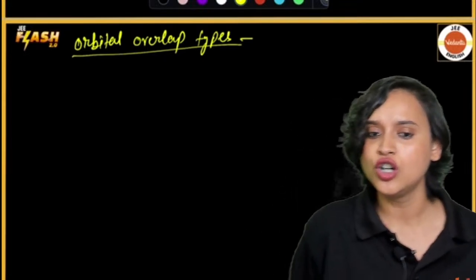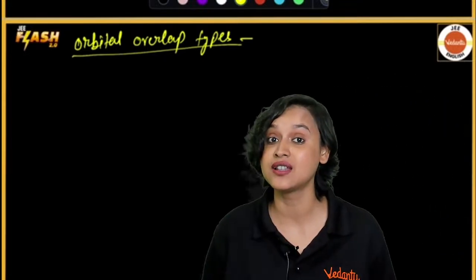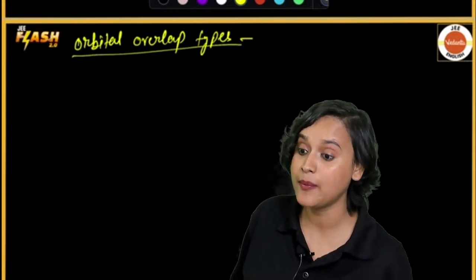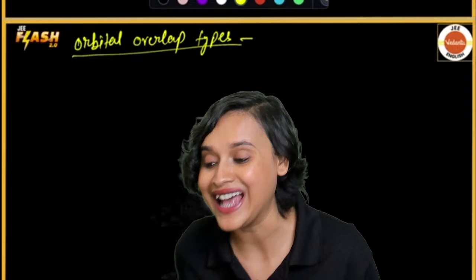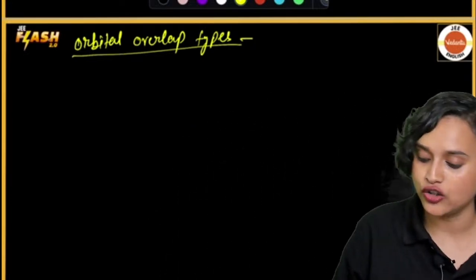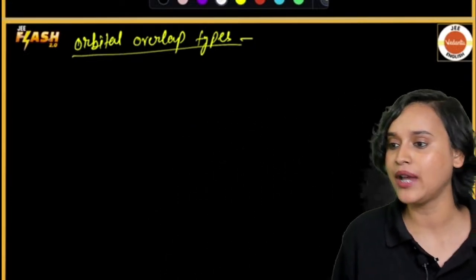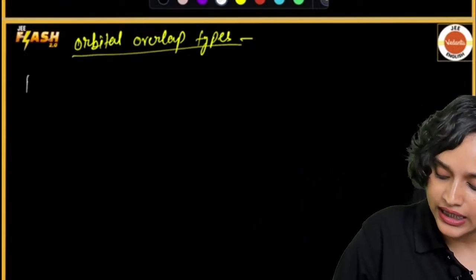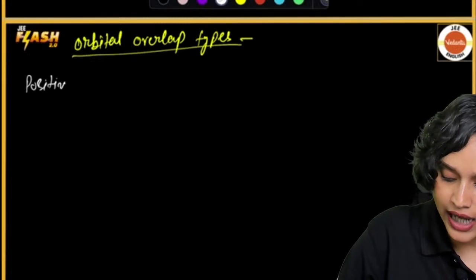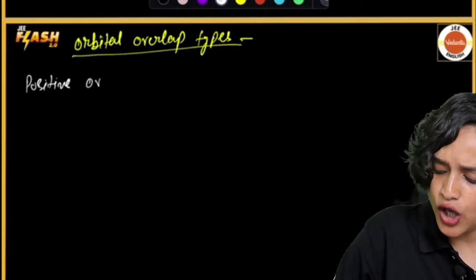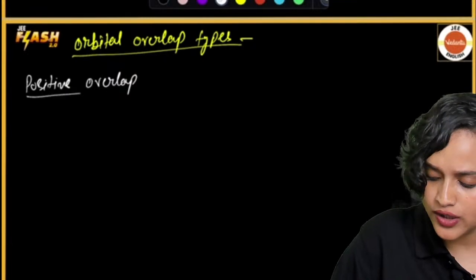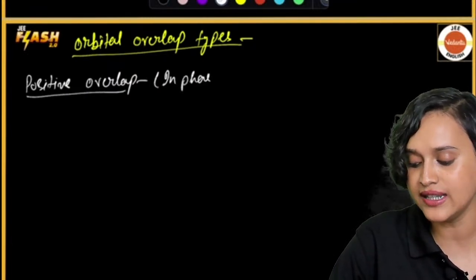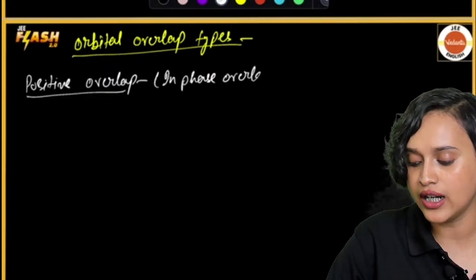Now phase, you know, positive overlap, in phase overlap, otherwise a negative overlap, out of phase overlap, and then there is zero overlap as well, right? So let us have a look at that one by one, everyone. Firstly, let us talk about positive overlap. Positive overlap is called in phase overlap.